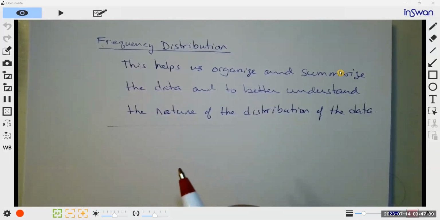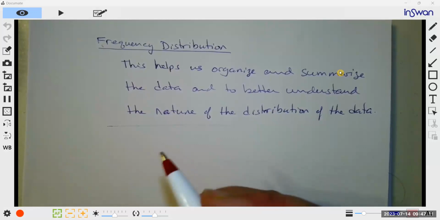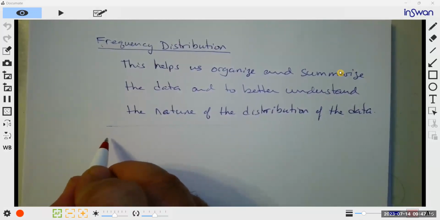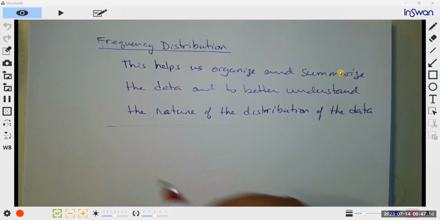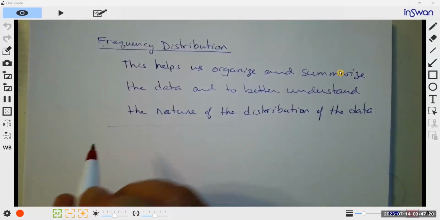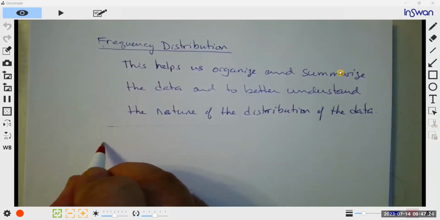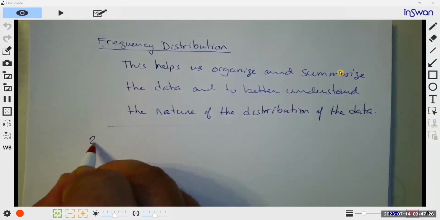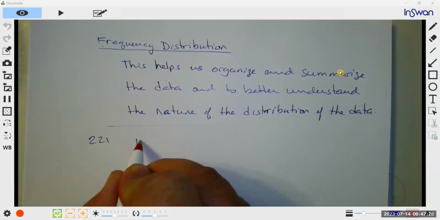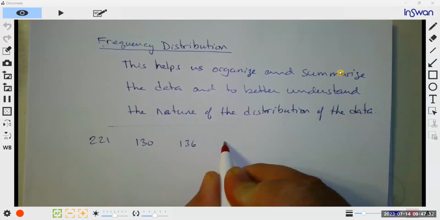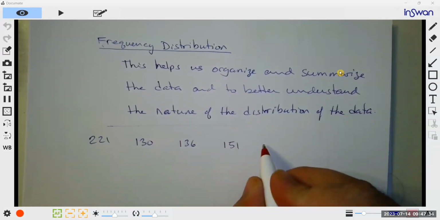When we do an experiment or observation, we collect data. That data could be given to us in many different ways. So usually we just get numbers. Let's say the numbers are 221, 130, 136.